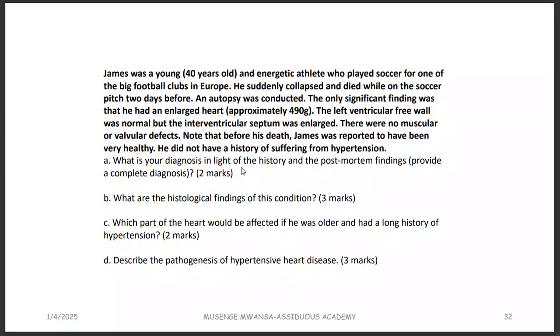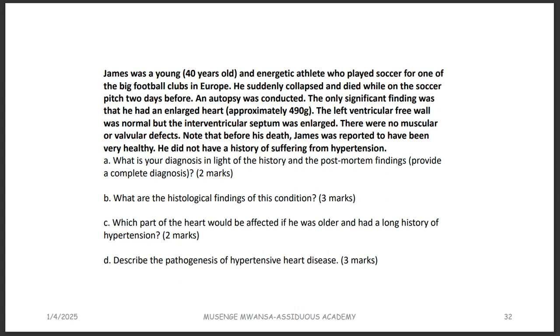The next question here. James was a young 40-year-old and energetic athlete who played soccer for one of the big football clubs in Europe. He suddenly collapsed and died while on the soccer pitch 2 days before. An autopsy was conducted. The only significant finding was that he had an enlarged heart, approximately 490 grams. The left ventricular free wall was normal, but the interventricular septum was enlarged. There were no muscular or valvular defects. Note that before his death, James was reported to have been very healthy. He did not have a history of suffering from hypertension.